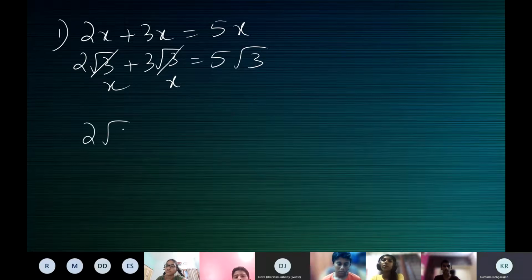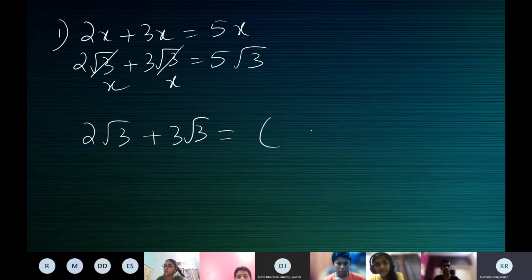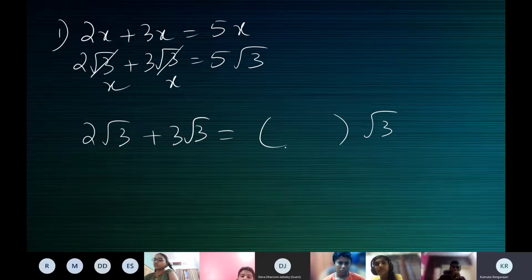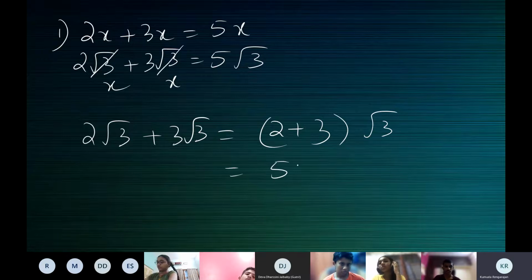If you want the steps, it's like this. What is common? √3 is common. So 2 plus 3 in the bracket, root 3 is common. 2 plus 3, so it's 5 root 3.